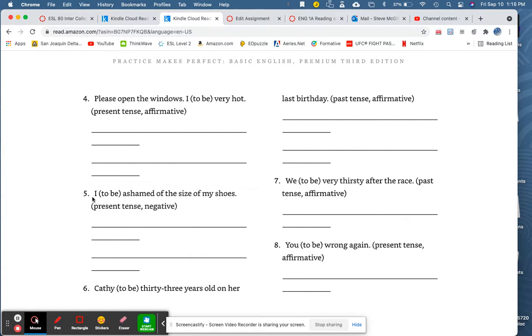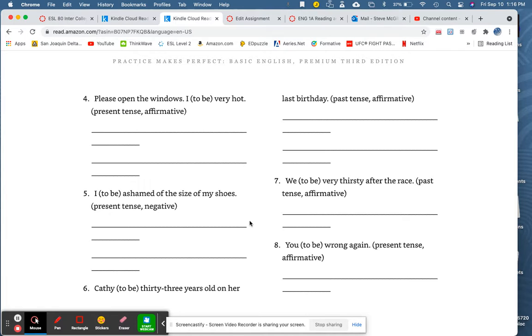5. I blank ashamed of the size of my shoes. How would we use the to be verb in the present tense and negative? Well, the to be verb with I would be I am. That's the present tense, am. I am, but we have to make it negative. I am not ashamed of the size of my shoes.